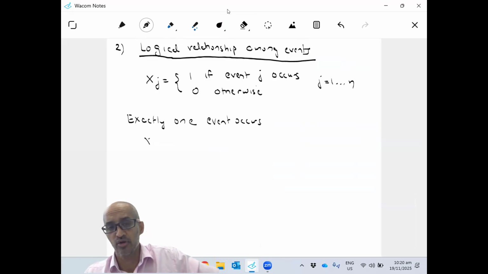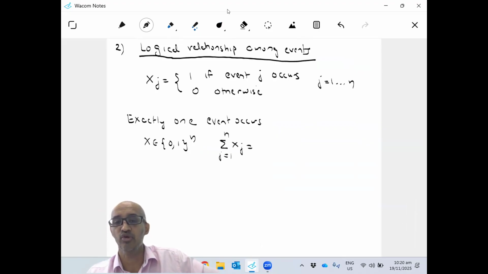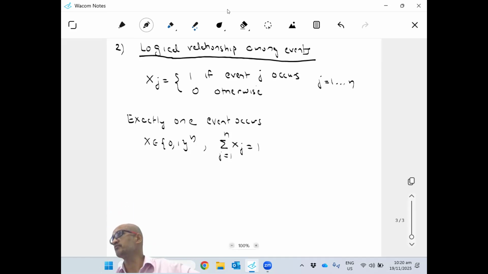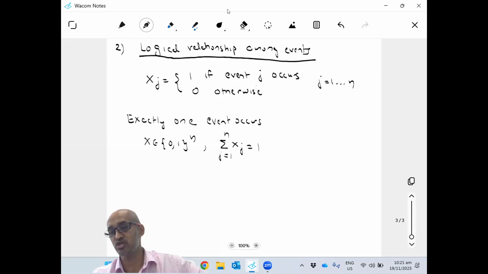How would I model this? I would say x is in {0,1}^n, and I would add a single linear constraint that says summation j from 1 up to n, xj is equal to 1. Jointly, this models the fact that exactly one event occurs because the variables are binary and they add up to 1. Exactly one of them has to be 1. Everything else has to be 0. So the fact that I can model exactly one event happening and the remaining n minus 1 events not happening can be captured using binary variables and a linear constraint.